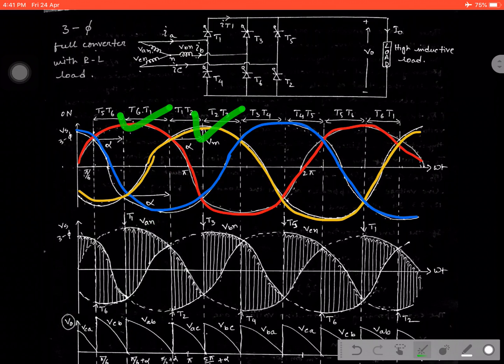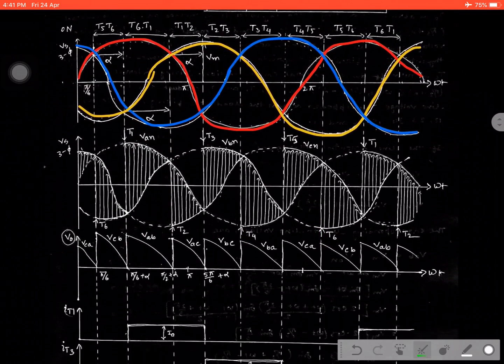For all the positive peaks we are applying the triggering pulse across T1, T3, T5, and for all the negative peaks, suppose this one, this one, this one, we are applying the triggering pulse, that is T2, T4 and T6. So the operation will continue.